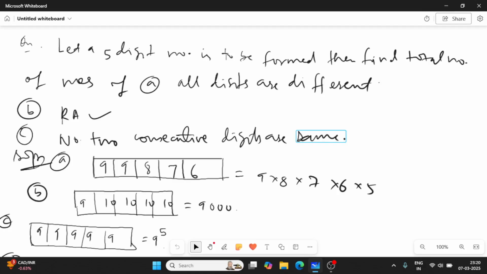So today we have a lecture on permutation, and here I will be solving some of the questions related to number formation. So let us see.